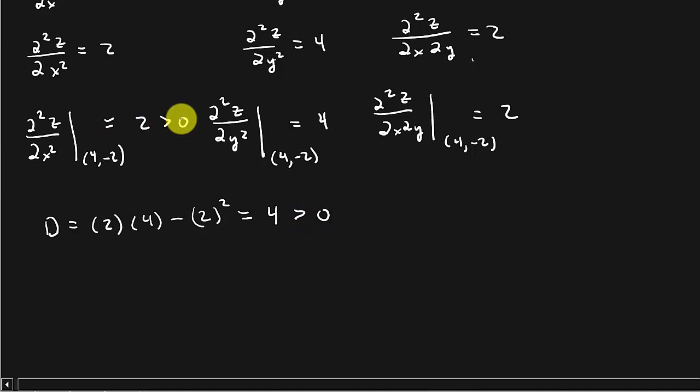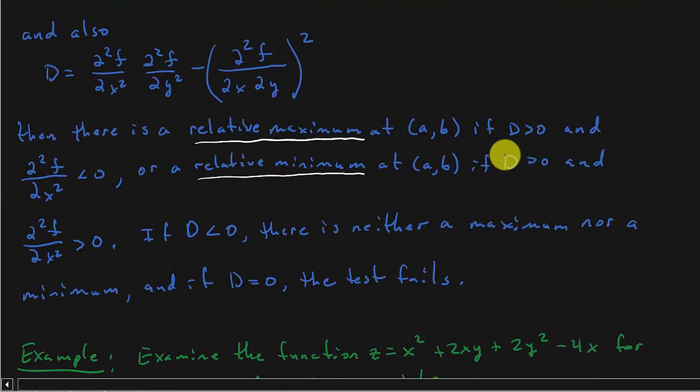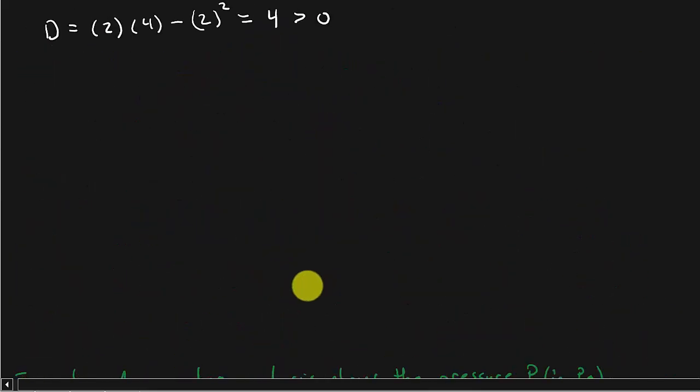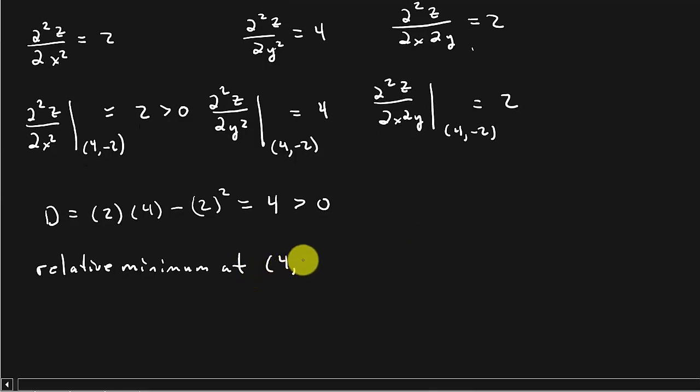So what does that mean? Well, let's see. There is a relative maximum if D is positive and the second partial is negative. There's a relative minimum if D is positive, which is what we have, and the second partial is positive. So this is the one we have. So we have a relative minimum at our point (4, -2) with value.